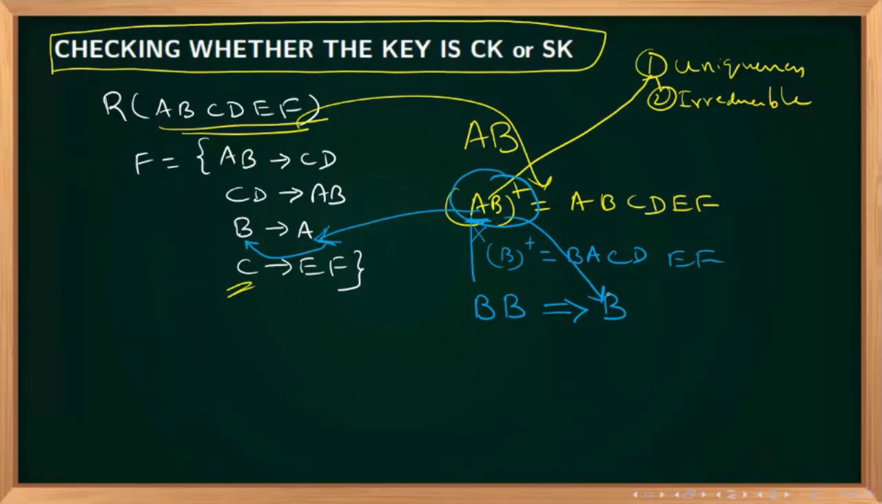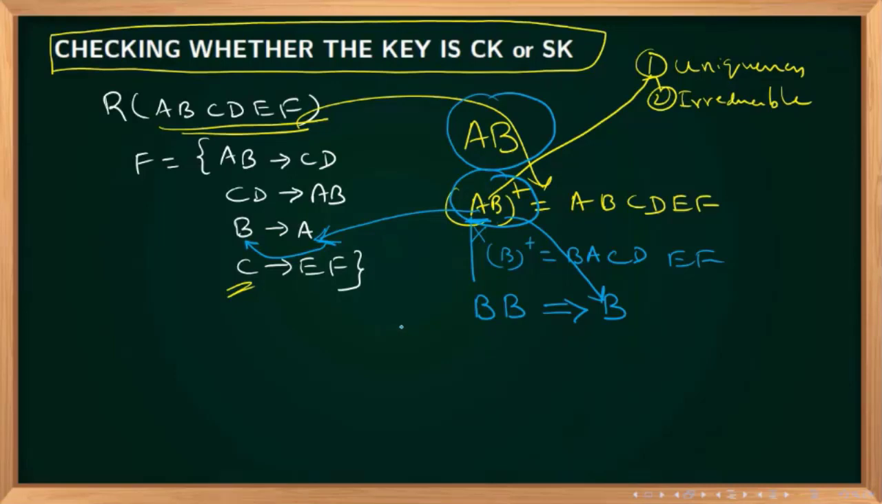The meaning of that one is that. So now it is further reduced to B. Now you take B closure, you will get everything. So with the substitution method also we can find. So what is the answer? The question was whether AB is a super key or candidate key. The answer is AB is a super key but not a candidate key.